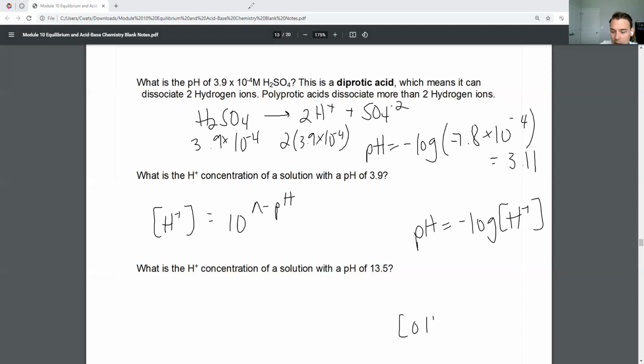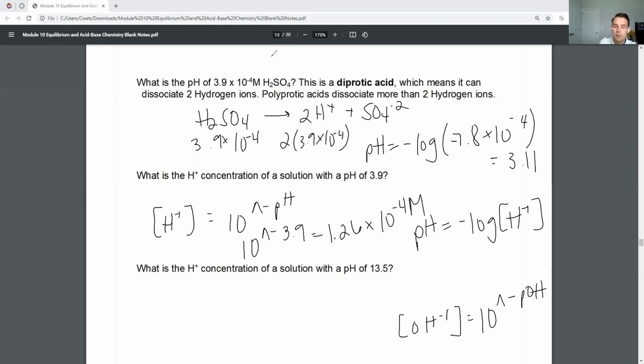If you wanted the hydroxide ion concentration, it's the negative log of the... oh, what am I doing? Nothing good. That's what I'm doing. It's 10 raised to the negative pOH. Works the same way. So in this case, it's going to be 10 raised to the negative 3.9, which gives me 1.26 times 10 to the negative fourth. We need units. It's concentration, so molar.